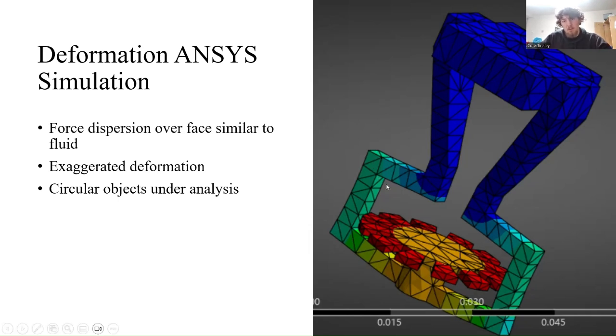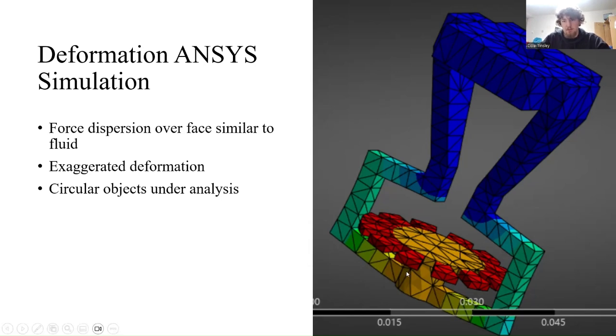You see this exaggerated bowing of the arms as well as a deeper dip of the deflector. That's because ANSYS exaggerates those things, and we used a greater force to get an idea of what deflection to expect under high strain. The force dispersion, like I said, is similar to a fluid, and the circular object, the pin that the deflector is supposedly spinning on, and the deflector itself are where we're calculating things.